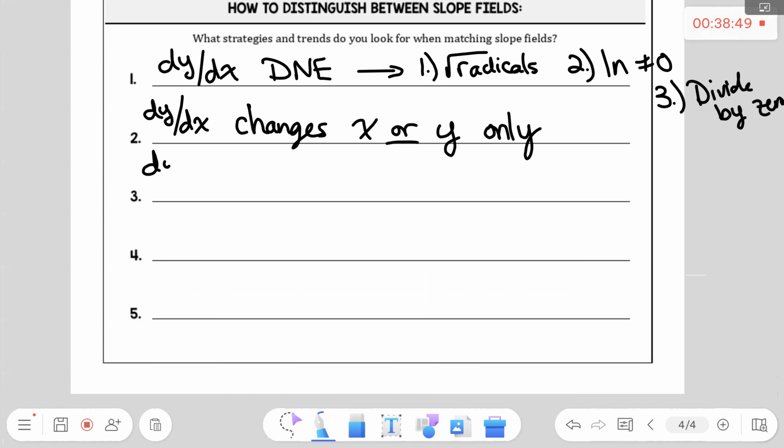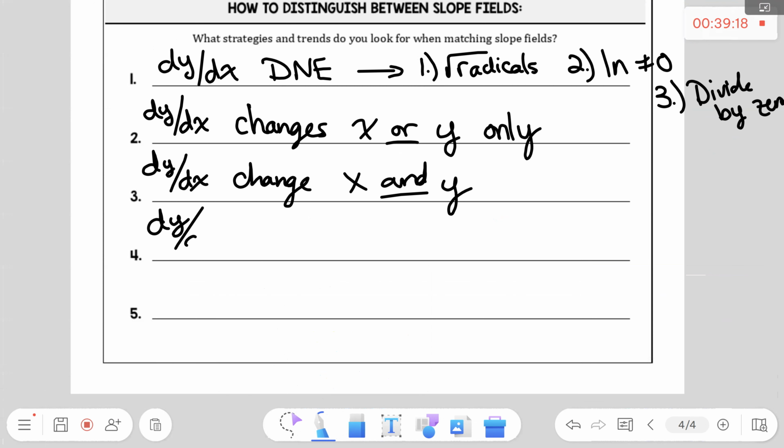Next thing we looked at was where the slope changes, your rate changes, x and y. That's the next thing we did. And I technically combined two of them together, so we're only going to do 4. So what's the last thing you looked for? The trig functions, right? Check for trig. And trig makes wavy slope fields.